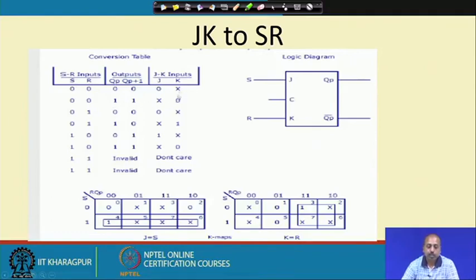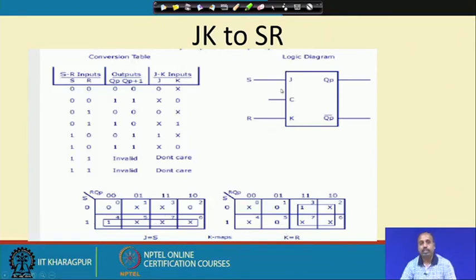Similarly, for 1 1, K should be equal to 0 and J is do not care. Similarly, for 0 0, again the same thing: J is 0 and K is do not care. So, in this way you can fill up this J and K part, and then you can do a truth table, Karnaugh map, and try to simplify this Karnaugh map. What you get is J equal to S and K equal to R.